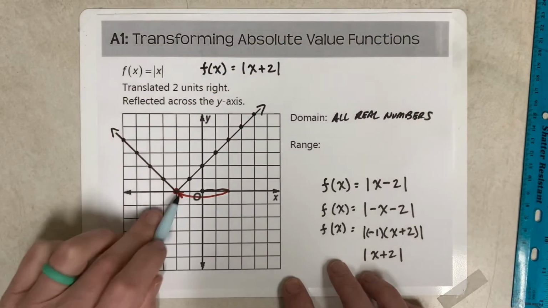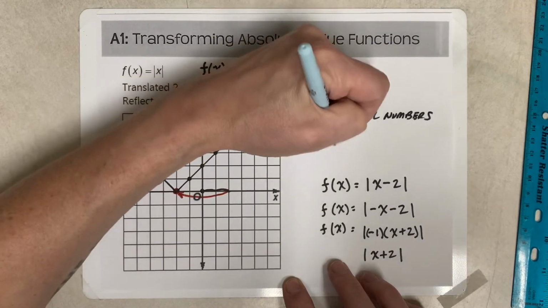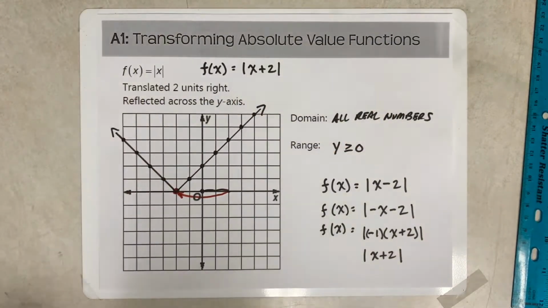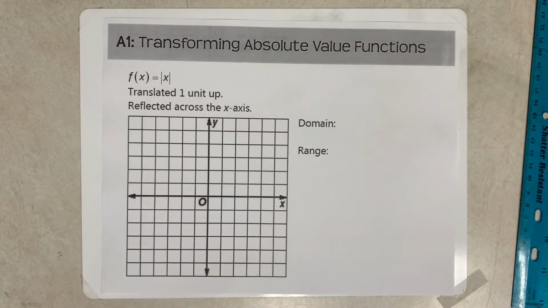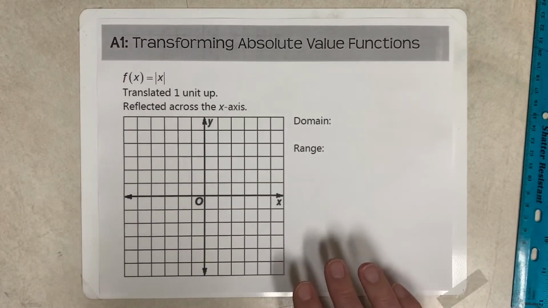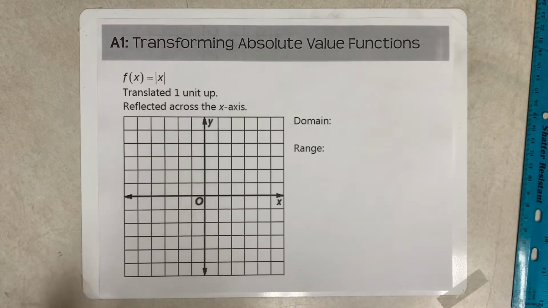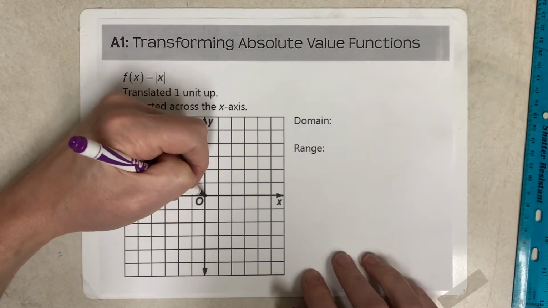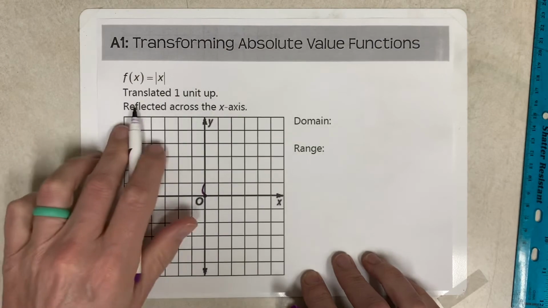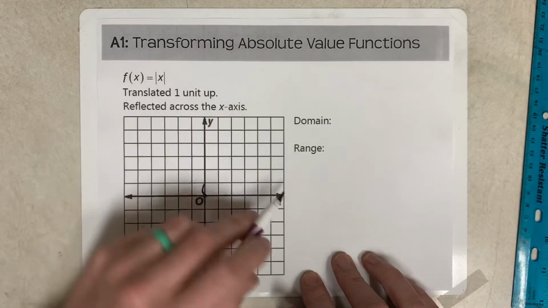And then the range would be 0 on up for the y values, all y greater than or equal to 0. All right, now let's look at this one. This one we're going to translate 1 unit up. So we used to be at the origin. We're going to go 1 unit up, and then we're going to reflect across the x-axis, this axis.